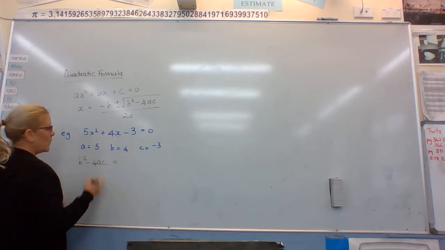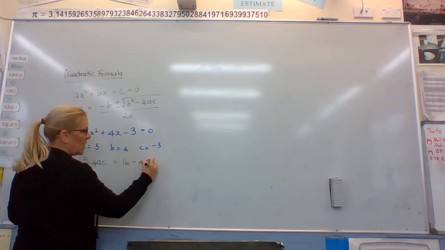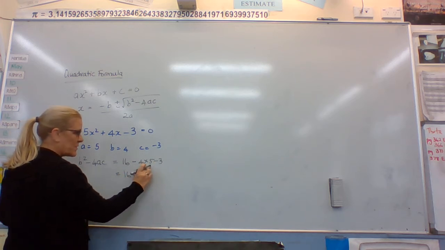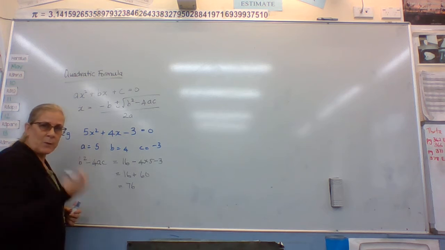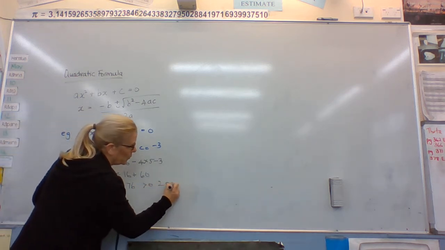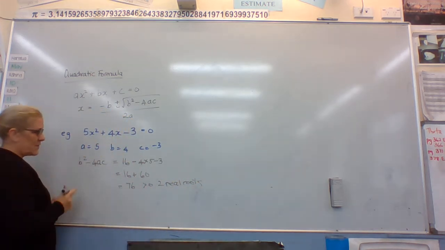So what does that equal? B squared is 16, minus 4 times 5 times negative 3 is 16 plus 12 times 5, which is 60. So we've got 76. Positive number, we're going to get two answers, right? Greater than 0, two real roots. So that's what the discriminant part tells us.